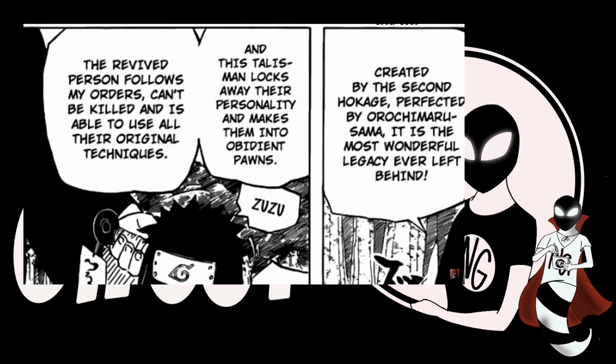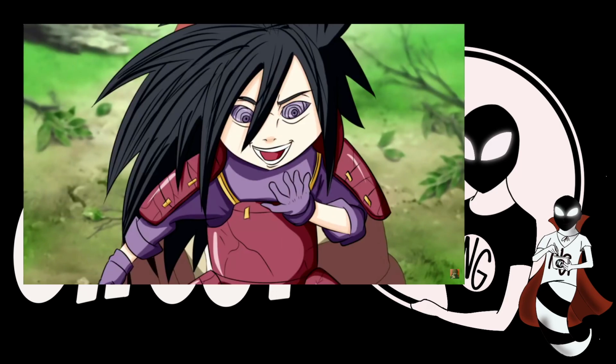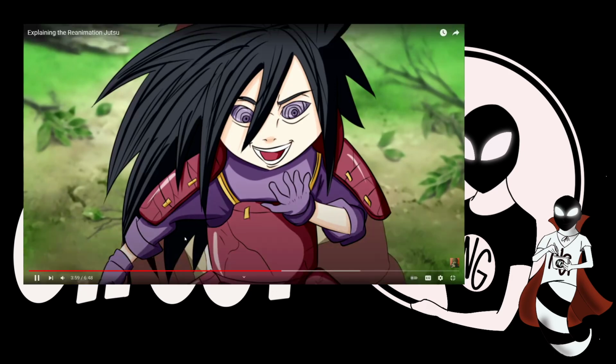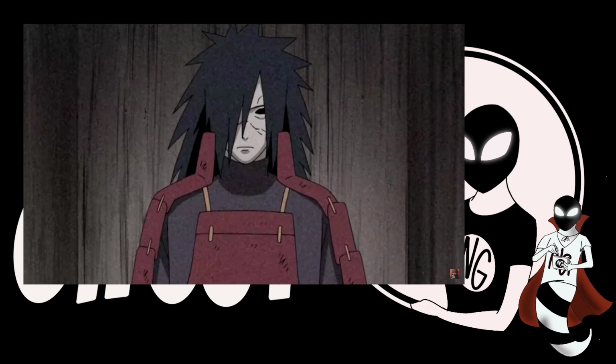Furthermore, reanimated shinobi will have access to every single ability they had when they were alive, even if those abilities are not originally theirs. For example, Nagato was revived with his Rinnegan intact despite the fact that those Rinnegan belonged to Madara. What's even more surprising about that is that Kabuto revived Madara and Nagato at the same time, and both of them had access to their Rinnegan abilities.